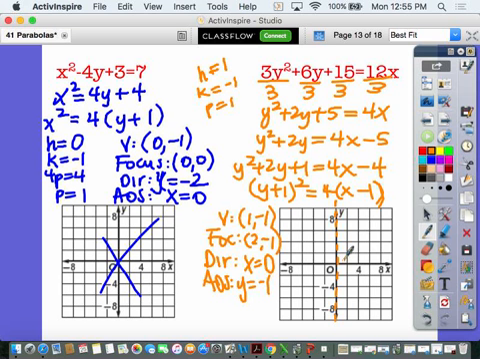Vertex is at 1, negative 1. My scale goes by 2's. 1, negative 1. Focus is at 2, negative 1. Axis of symmetry is y equals negative 1. So it opens to the right.